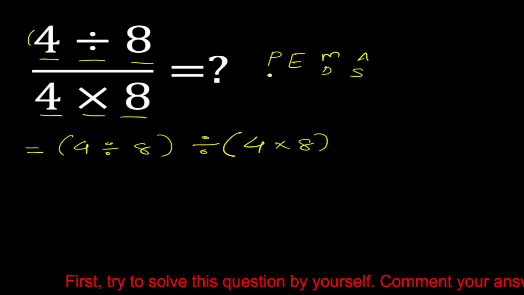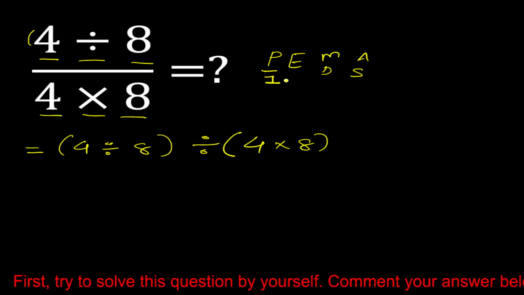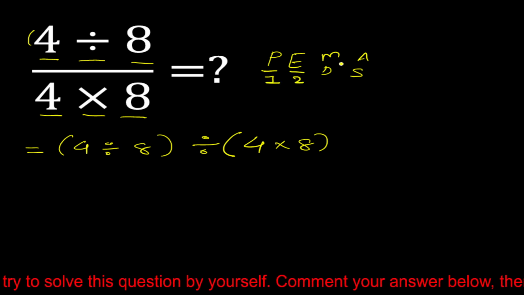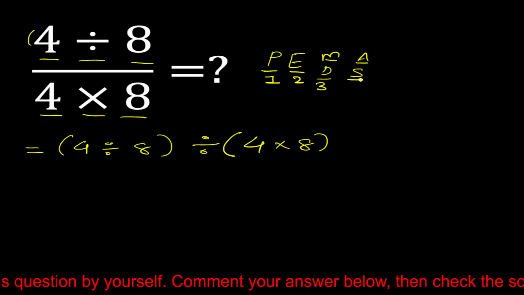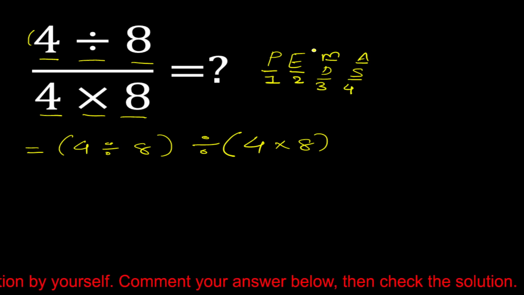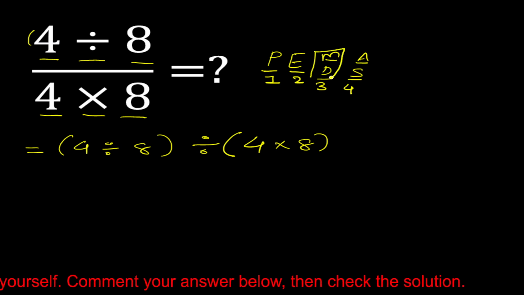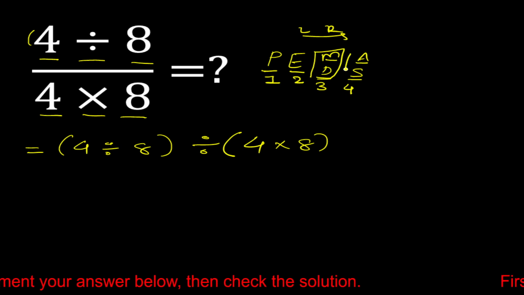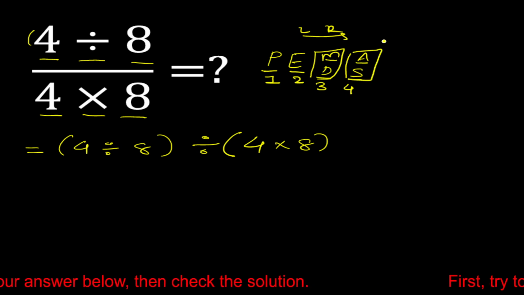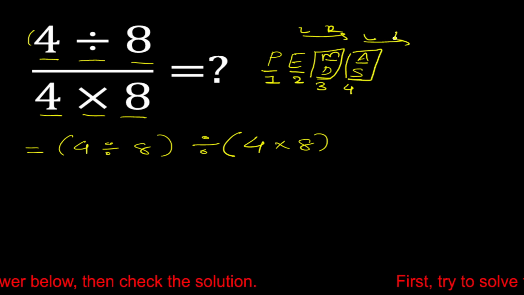PEMDAS. According to the PEMDAS rule, the first priority is parentheses, the second priority is exponents, the third priority is multiplication and division, and the fourth and last priority is addition and subtraction. Okay, multiplication and division both have equal priority, so we have to solve them from left to right. And addition and subtraction also both have equal priority, so we have to solve them from left to right.